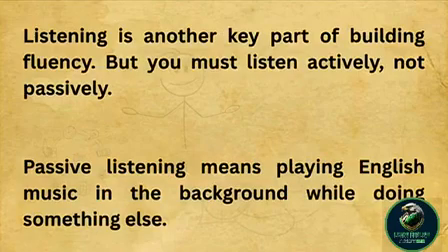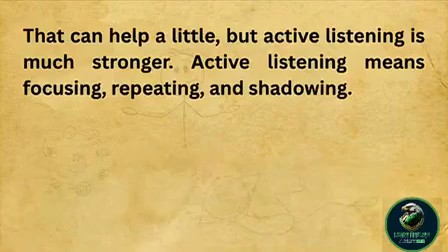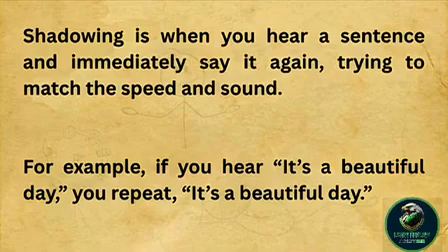Listening is another key part of building fluency. But you must listen actively, not passively. Passive listening means playing English music in the background while doing something else. That can help a little, but active listening is much stronger. Active listening means focusing, repeating, and shadowing. Shadowing is when you hear a sentence and immediately say it again, trying to match the speed and sound. For example, if you hear, "It's a beautiful day," you repeat, "It's a beautiful day."